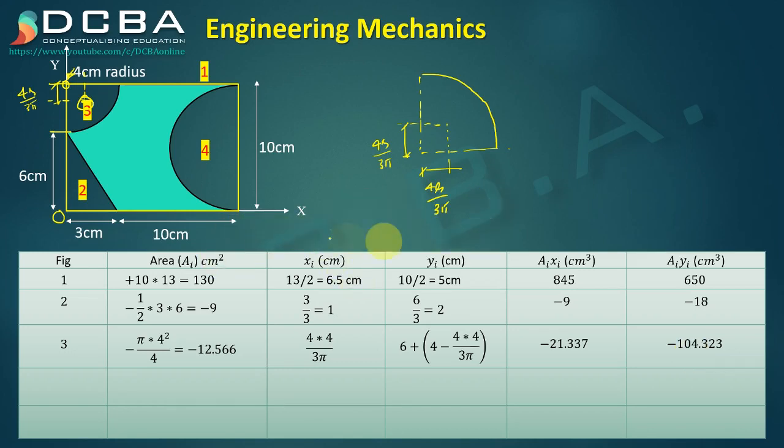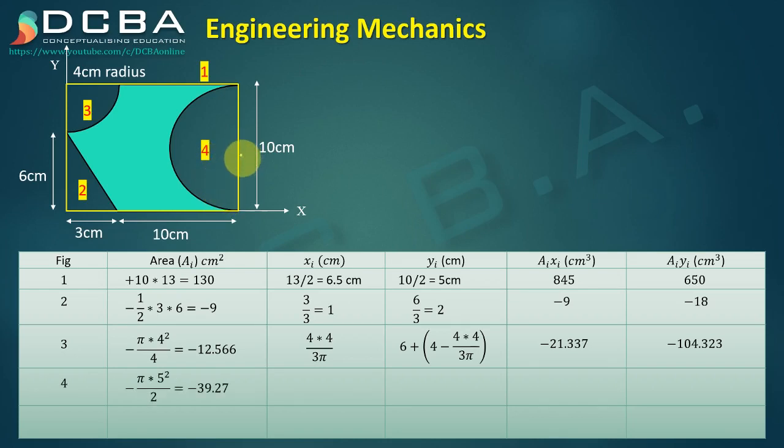Then coming to the fourth shape, which is your semicircle. So for the semicircular shape, the area is again, it's a subtractive area, it's minus pi into r is 5, so pi r square by 2, minus pi r square by 2, it's minus 39.27 xi.